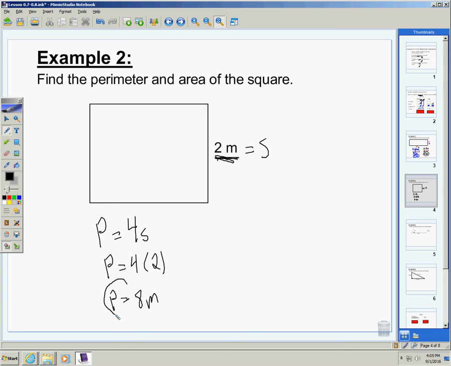Then I have to find the area. Area, remember, is side times side, or I also showed you it could be written as side squared. You get the same answer either way. I'm just going to do side times side. 2 times 2, just plugging in what my side is. And area equals 2 times 2, which is 4. Don't forget to add back in your label. It's meters, so we will get meters squared. And again, it is squared because area is square units.